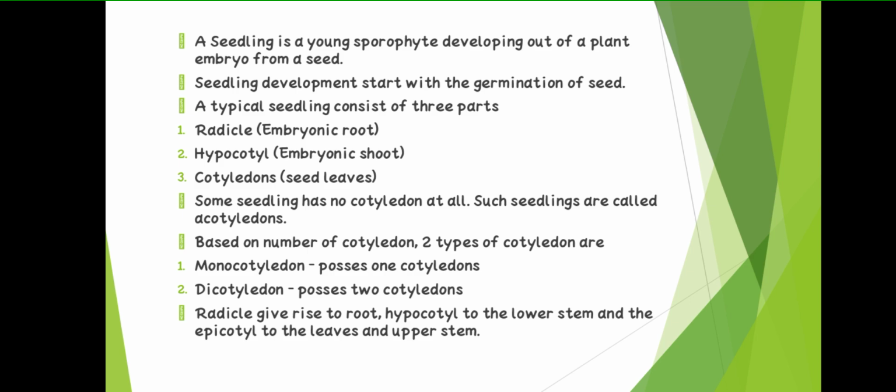Earlier we have said that a typical seedling consists of three parts, that is radicle, hypocotyl and cotyledon. This radicle gives rise to root, hypocotyl to the lower stem and the epicotyl to the leaves and the upper part. That is, first of all the radicle emerges which gives rise to true roots and which later grows as an important organ for absorption or anchorage into soil, and later hypocotyl emerges and produces the lower stem and later epicotyl to the leaves and the upper part.